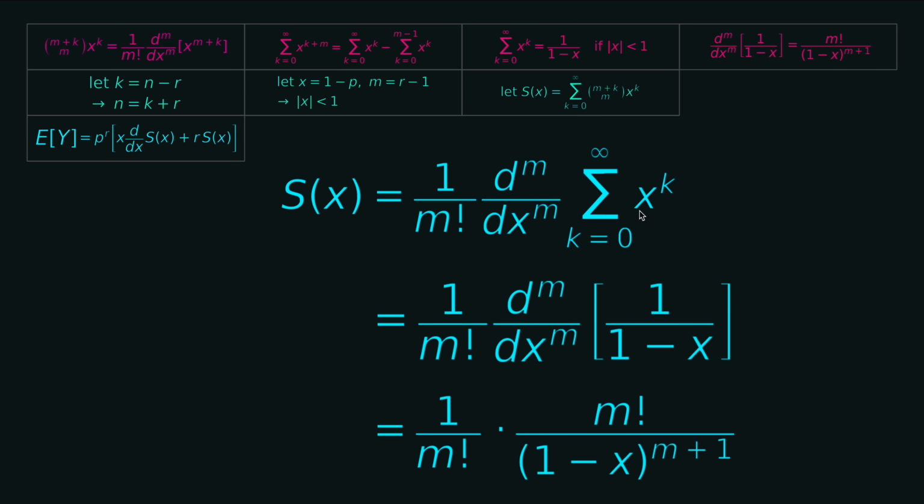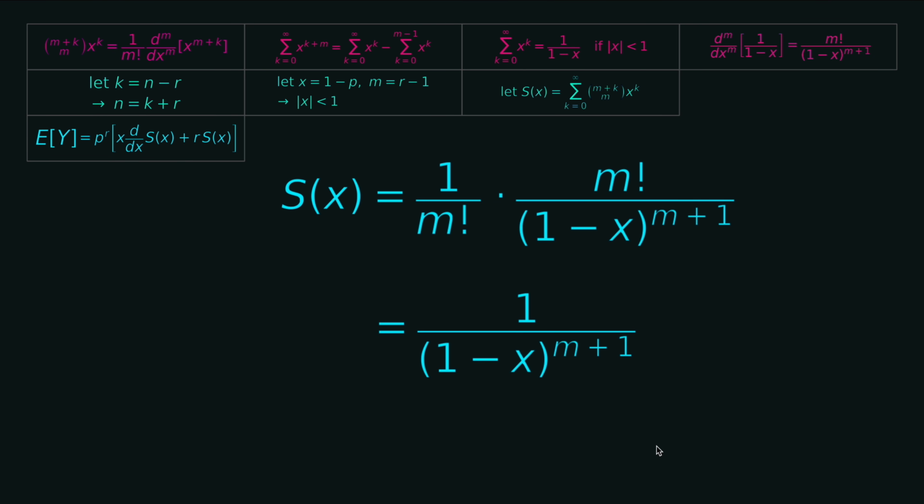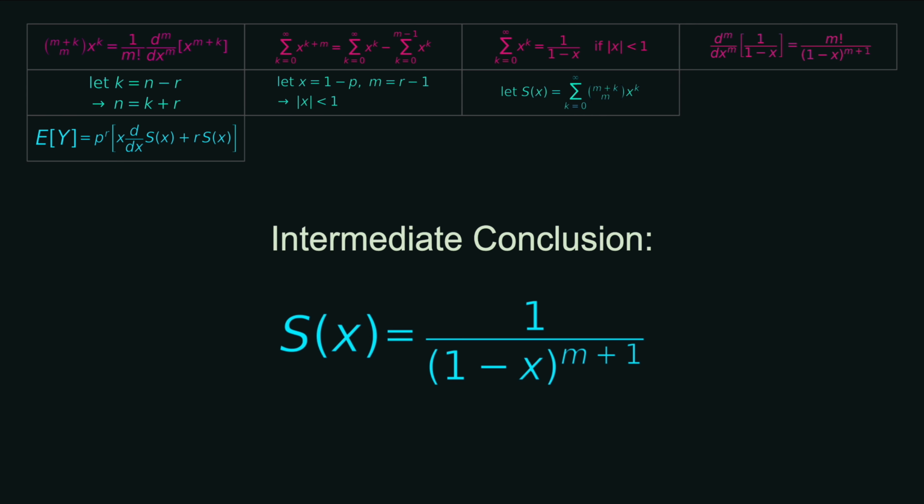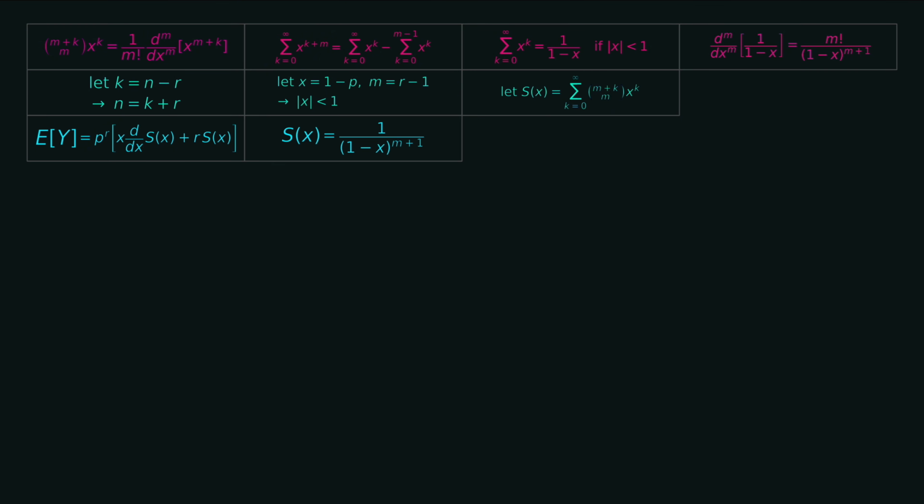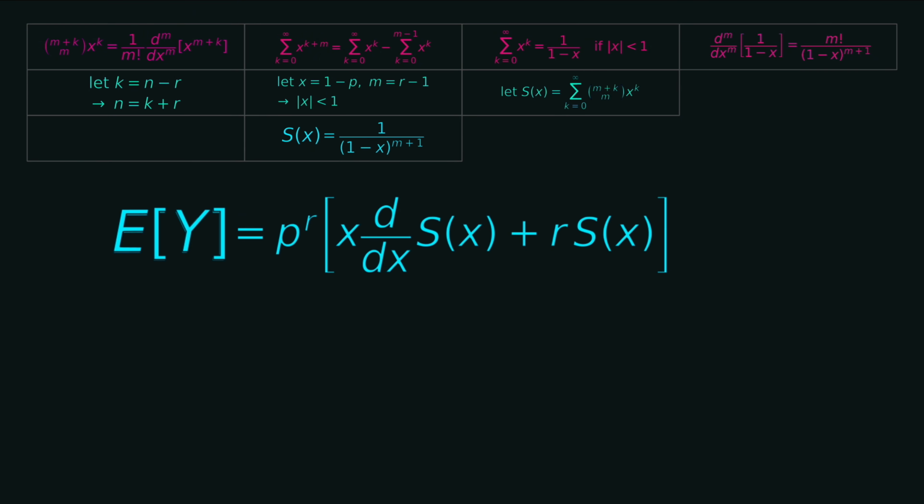Now we can use our fourth result, which says that the mth derivative of 1 over 1 minus x is m factorial over 1 minus x to the m plus 1. And then those m factorials can cancel. So that's what s of x is equal to. This will be our second intermediate conclusion. Store that up there.